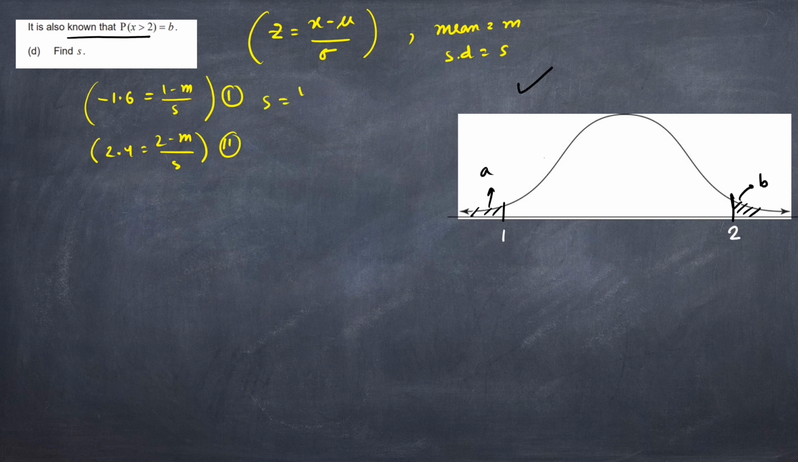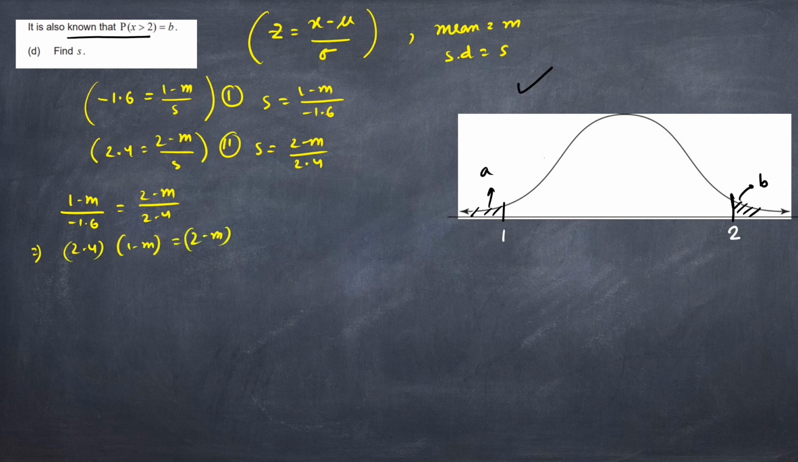So s equals (1 minus m) divided by minus 1.6. Here s equals (2 minus m) divided by 2.4. So after comparing s, we are getting (1 minus m) divided by minus 1.6 is equal to (2 minus m) divided by 2.4. So we are getting 2.4 into (1 minus m) is equal to (2 minus m) into minus 1.6. So after equating all these things, you will get 5.6 is equal to 4m.